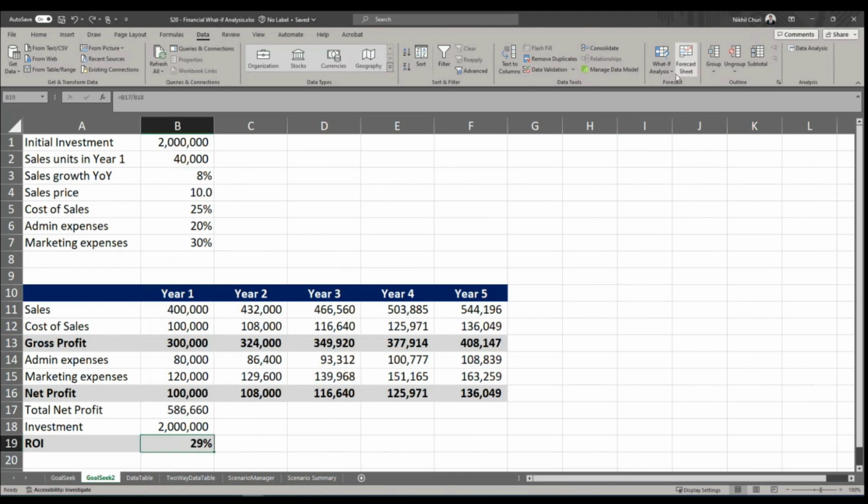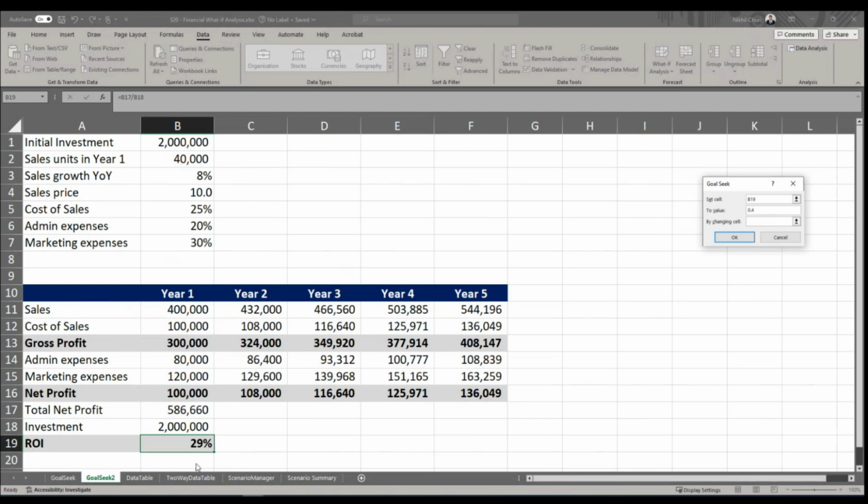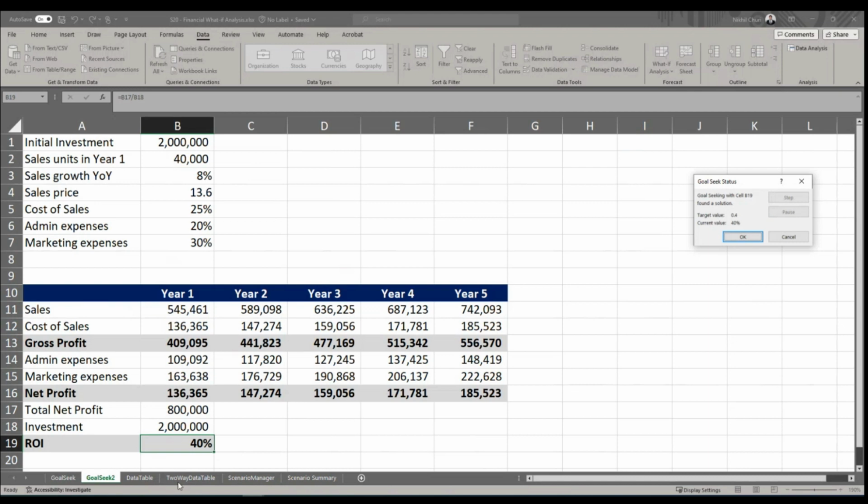Control C, going back, goal seek, B19 selected correctly. Here I'll put 0.4, because the unit here is percentage, so it will take 40% as a percentage. And the cell I'm trying to change is my sale price, and click OK. Awesome, this is exactly what I wanted. You can see it ran through, all the numbers have changed, and I've achieved an ROI of 40%, everything else remaining the same. I need to increase my sales price from $10 to $13.6. So that's the very first thing to check.